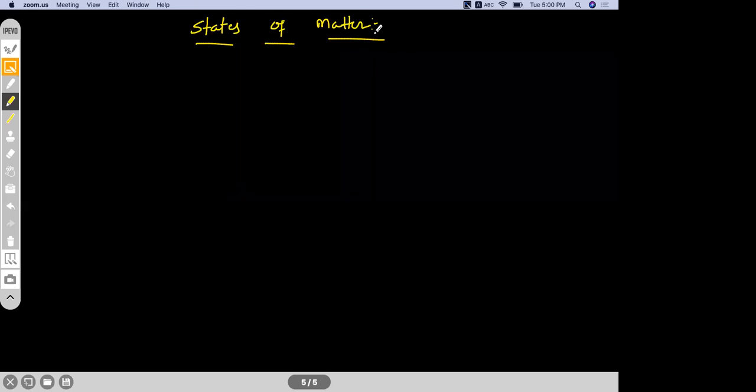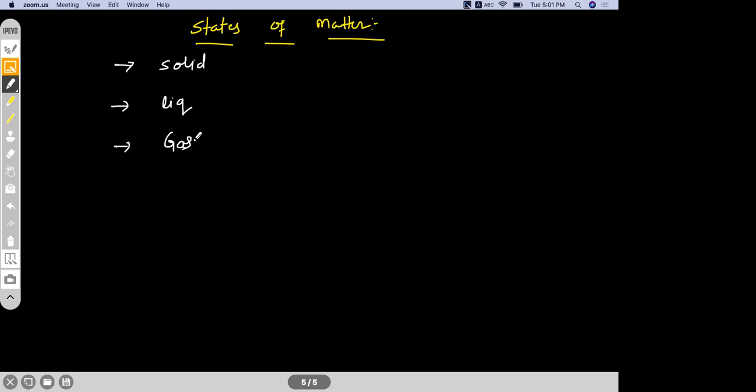Okay, so we're going to start with the next chapter, that is states of matter. When you talk about the states of any matter, generally at normal condition, we have three different states of matter, that is solid, liquid, and gas. Normal condition, right? Apart from this, we have two more, that is Bose-Einstein condensate and plasma. Two more states we have, but that is not possible at normal condition. So mainly we'll talk about these three states of matter.